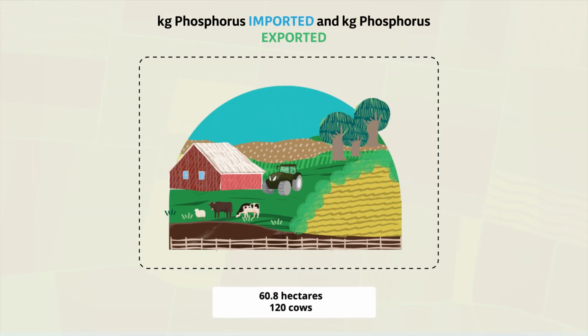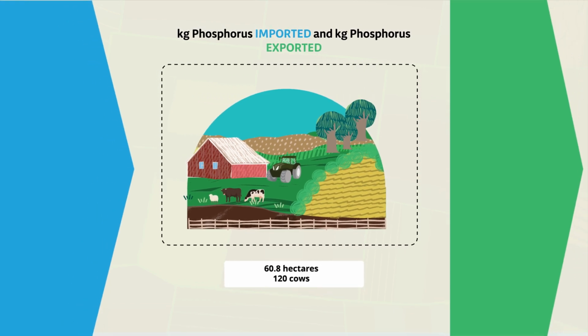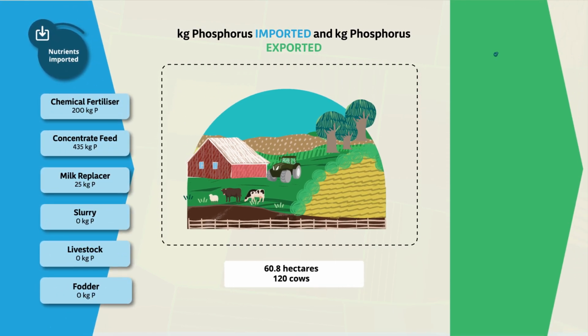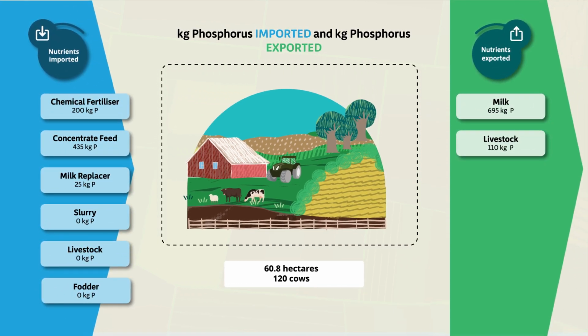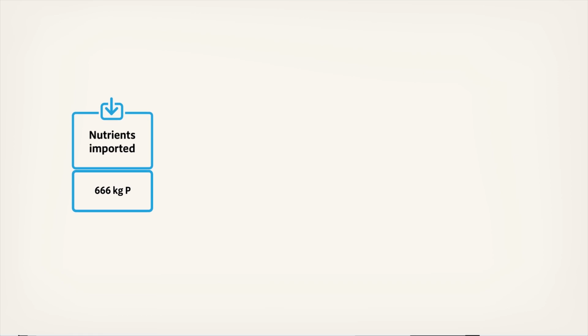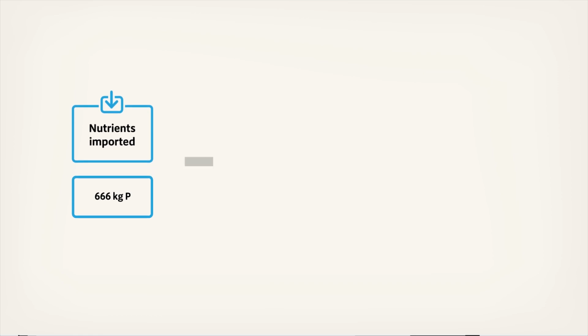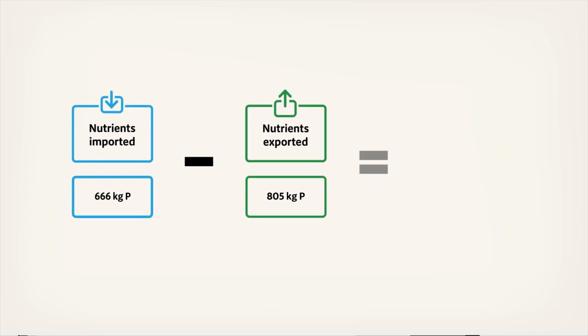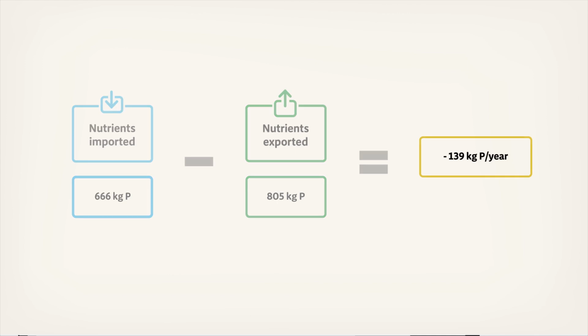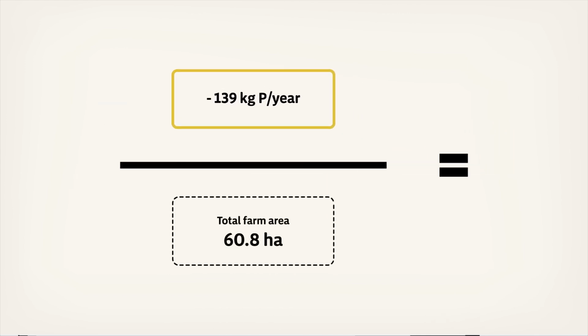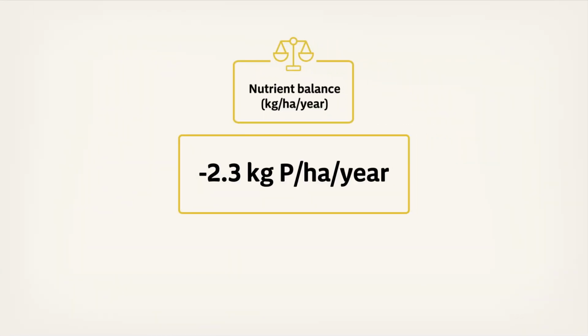We can repeat these steps in order to calculate the phosphorus balance on the farm. Here we convert the imports and exports of phosphorus for a farm. Similar to nitrogen, these nutrients come from chemical fertilizers, feed concentrates, livestock, etc. This farm imported 666 kilograms of phosphorus and exported 805 kilograms of phosphorus. If we divide the difference by the land area, we get a phosphorus balance of minus 2.3 kilograms of phosphorus per hectare per year.